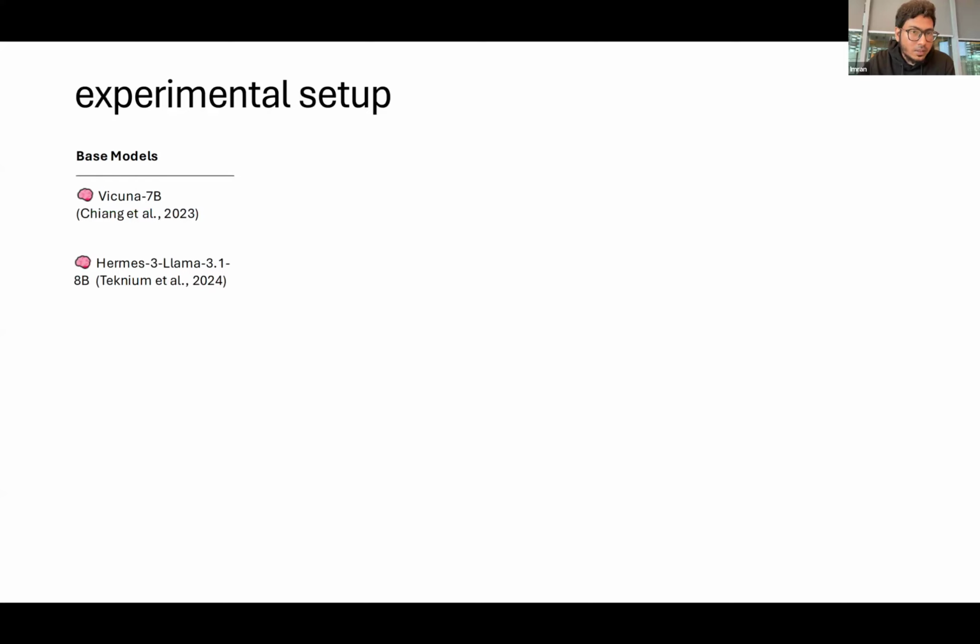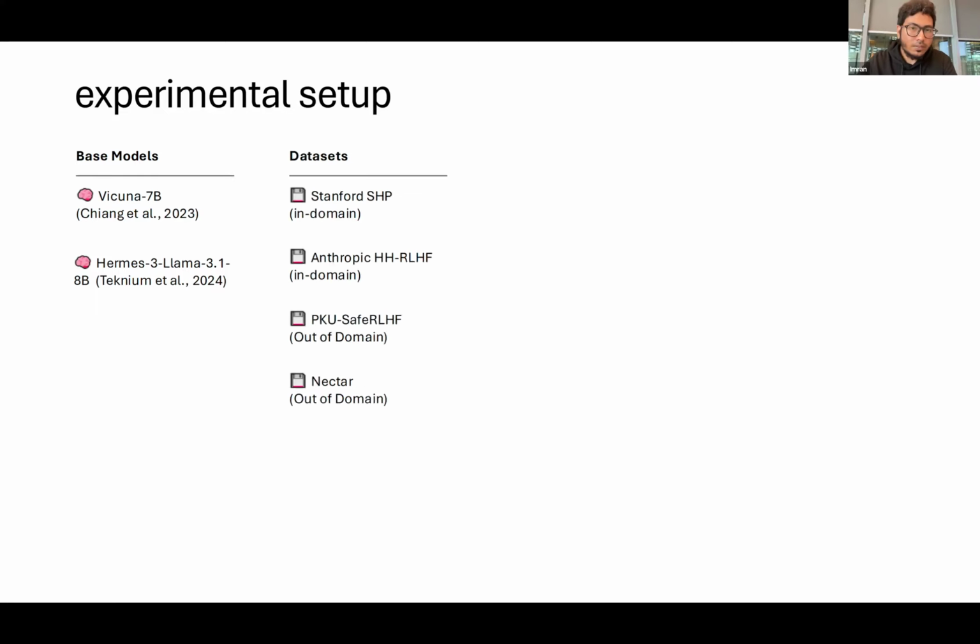Then we move on to the experimental setup. We explore two models here, which are Vicuna 7 billion and Hermes 3 Llama 8 billion. Hermes 3 Llama 8 billion is an improvement on the actual Llama model, and it performs well on many instruction-based benchmarks in this category. We use 4 data sets. So Stanford SHP and Anthropic HH-RLHF. These are two known data sets in alignment, particularly in the harmful content alignment area.